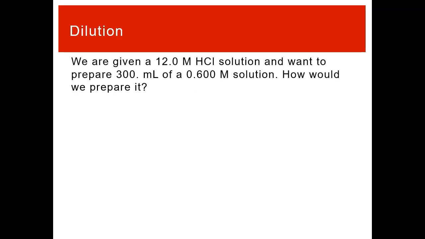Let's look at an example. We are given a 12.0 molar HCl solution and want to prepare 300 milliliters of a 0.600 molar solution. How would we prepare it?